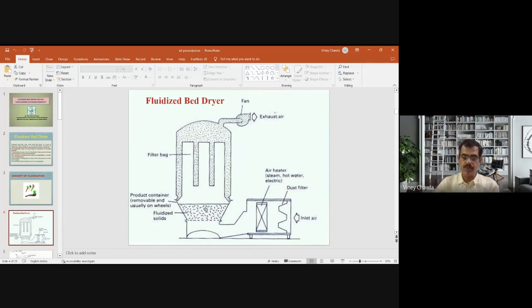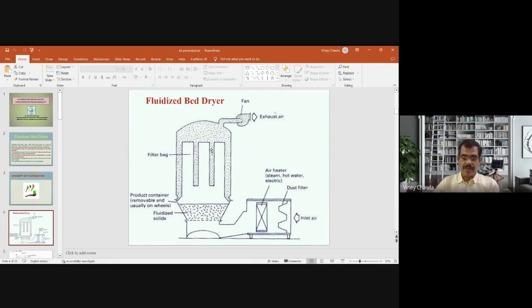You can easily remove this fluidized solid bed and replace it with another such basket which is having perforations at the bottom. As you can see on the screen, product container is written, which is removable. Normally, for ease of removal, it is on wheels. On the top of it, filter bags are attached. These filter bags are attached so as to retain very fine particulate matter, and after this, air is entering an exhaust fan which is moving the air out.